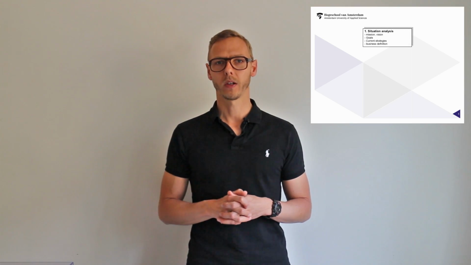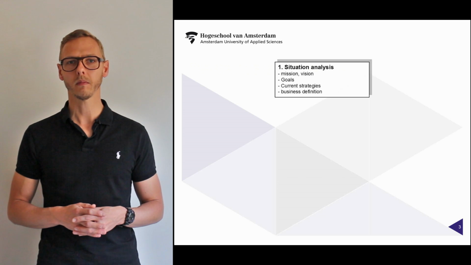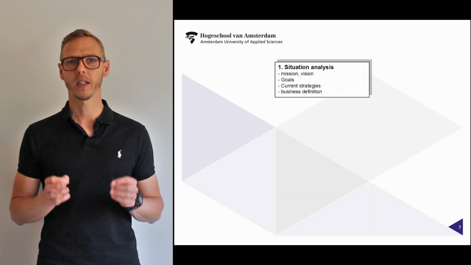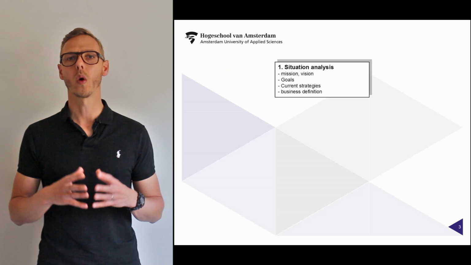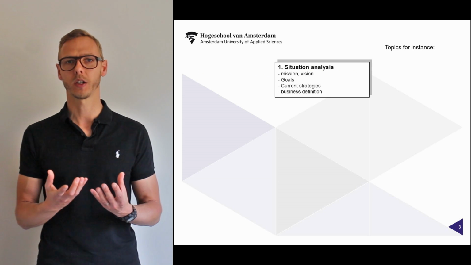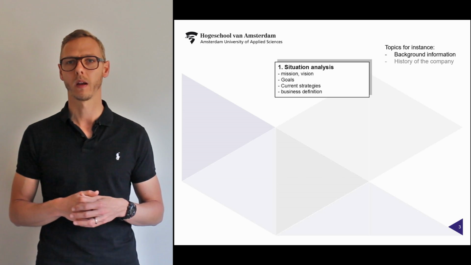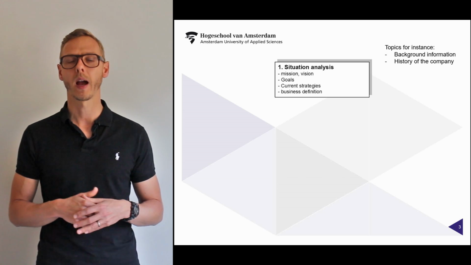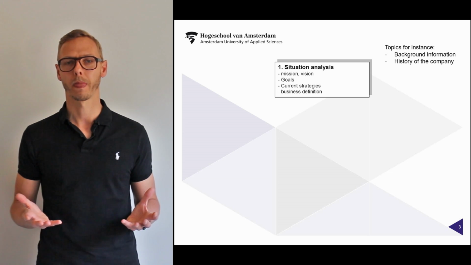Let's start with the first step. I always call this the situation analysis. In the situation analysis, you just write down what company you are writing your business plan for, as you understood it. A little bit of background information is good to start with, just a little bit of the history. How did the company start? How did it get successful?